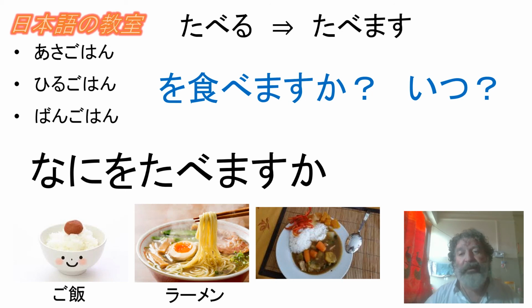Curry rice is typically eaten with a spoon. Spoon de taberu. Ramen wa hashi de taberu. It's interesting because you let it cool down a little bit and you eat your ramen with hashi. There's a porcelain spoon that is also provided. You may either drink the soup or you can use a porcelain spoon to take the soup. But traditionally, ramen is eaten with chopsticks. Kare rice is eaten with a spoon.